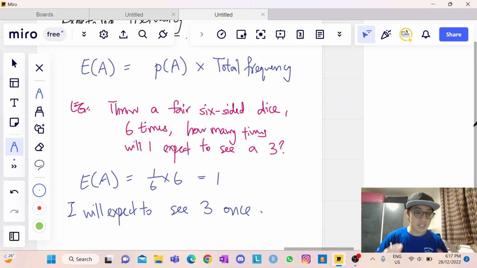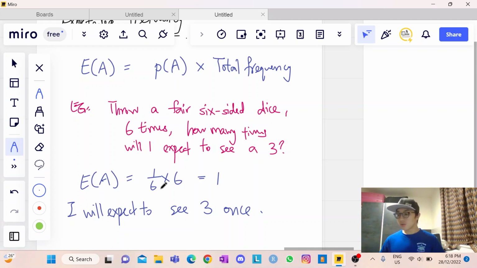So out of these 6 throws, you will only get to see 3 once, and this is the expected frequency that you will see an event happening. However, it is not the same case as an observed frequency. The observed frequency is according to how you throw the dice. So let's say you might get the number 3 maybe 2 times. Who knows, because every single time you throw a dice, there is an equal 1 out of 6 probability of you getting the number 3.